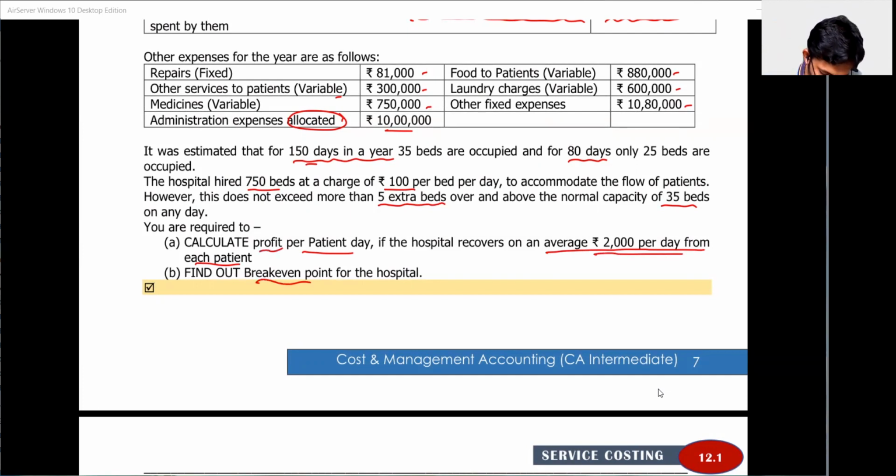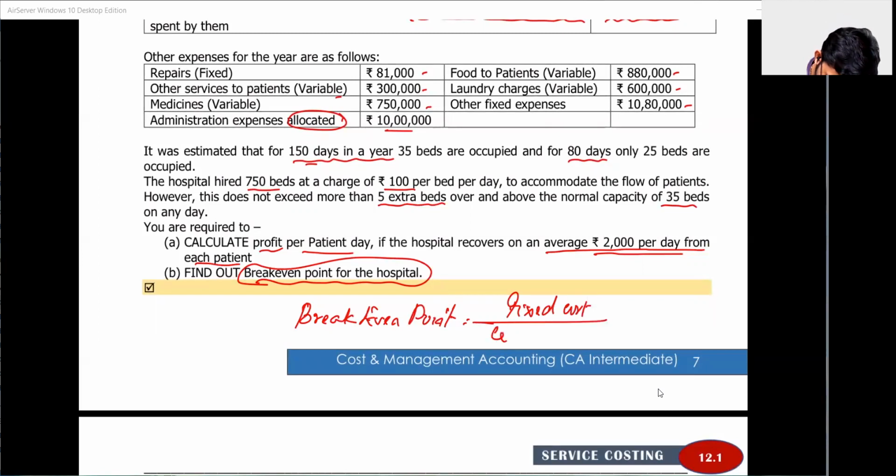Now find out the break-even point. Yes, break-even point. What is the formula for break-even point? We have learned it in the first question, right? So break-even point is equal to fixed cost for the period divided by contribution per unit.